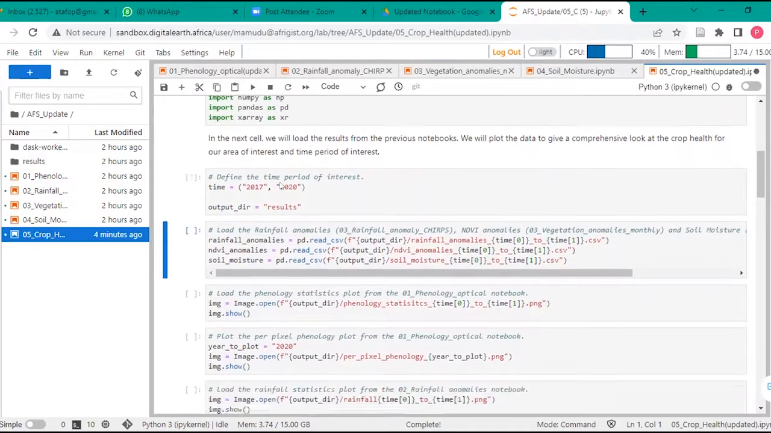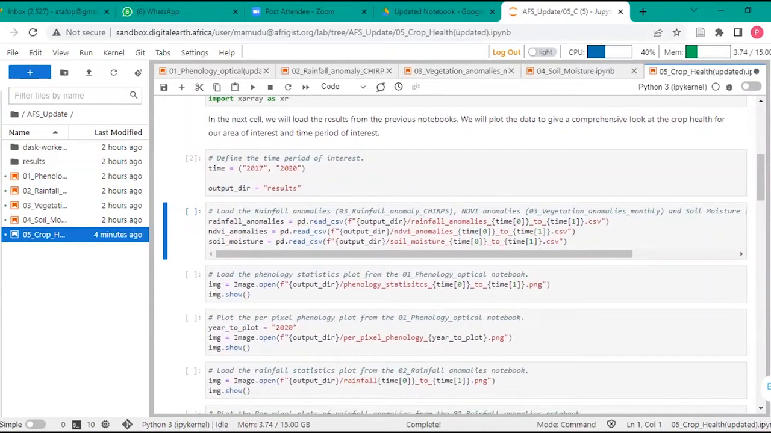All right. Now, the next thing we will do is call on the data sets that are in the results directory. We have the results for the rainfall anomaly, which was analyzed in the rainfall anomaly notebook. We call on the NDVI anomaly, which was in the vegetation anomaly notebook. We also call on the soil moisture, which is in the soil moisture notebook. That is given here. We'll go ahead and run this.